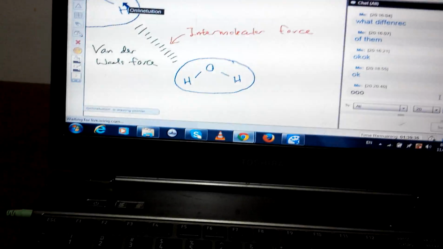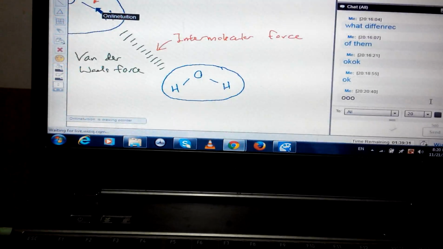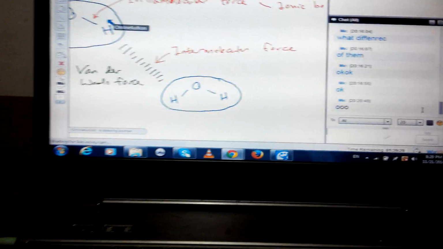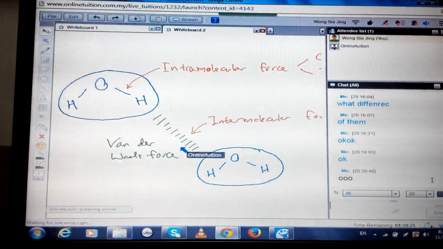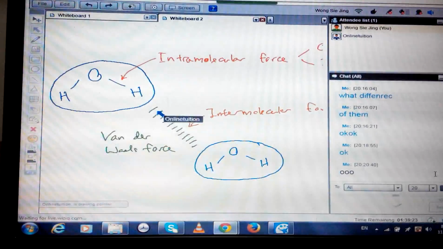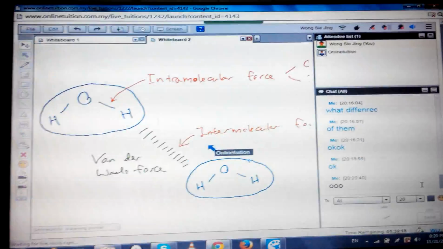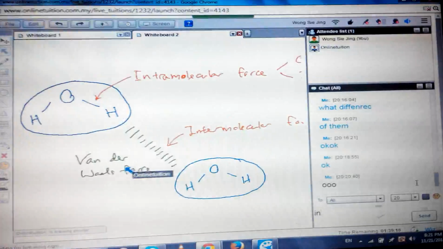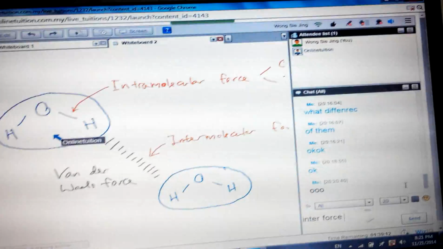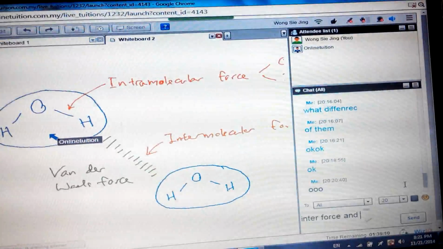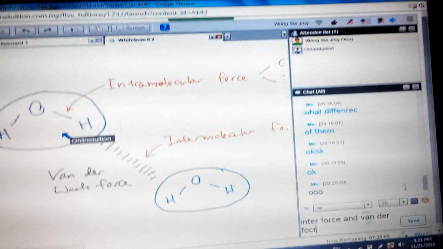And in our case, the intramolecular force is the covalent bond. And in our case, the intermolecular force is the van der Waals force. The intermolecular force is the van der Waals force. The intramolecular force is the covalent bond.